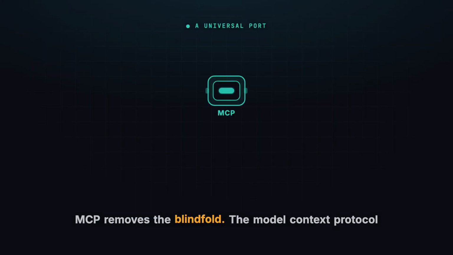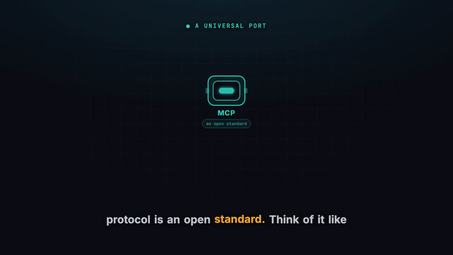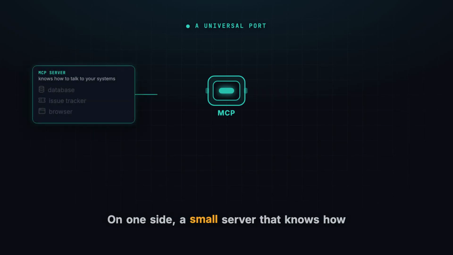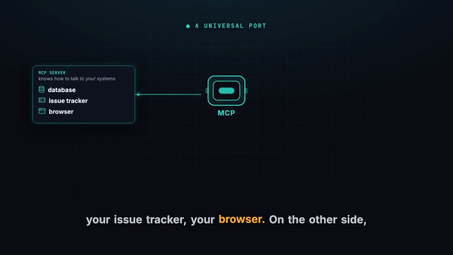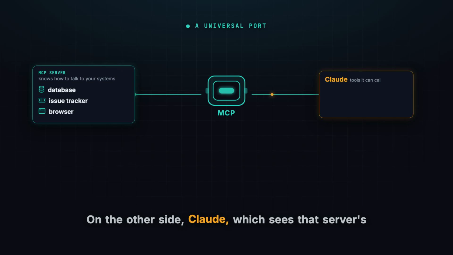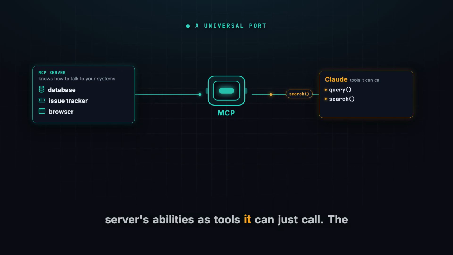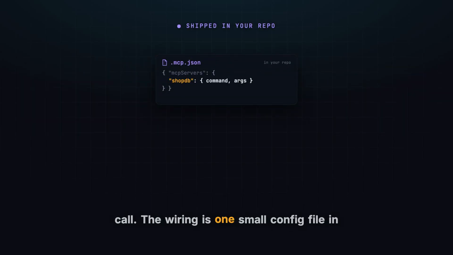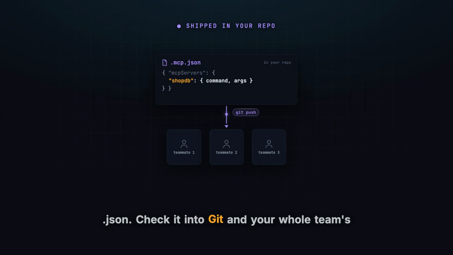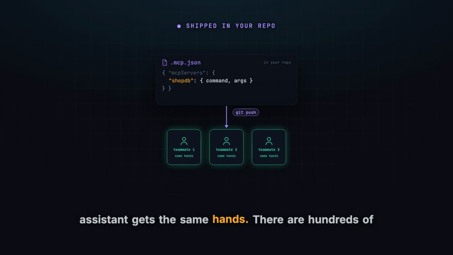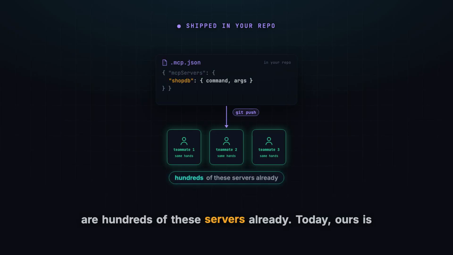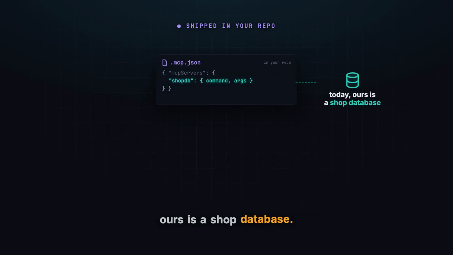MCP removes the blindfold. The Model Context Protocol is an open standard. Think of it like a universal port for AI tools. On one side, a small server that knows how to talk to your system, your database, your issue tracker, your browser. On the other side, Claude, which sees that server's abilities as tools it can just call. The wiring is one small config file in your repo, .mcp.json. Check it into Git, and your whole team's assistant gets the same hands. There are hundreds of these servers already. Today, ours is a shop database.